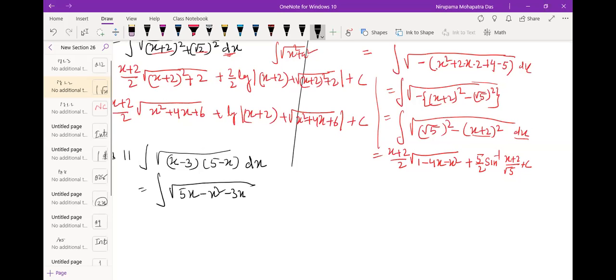Sorry, 5x minus x square minus 15 plus 3x minus 15. Okay, so you have this thing. Here you see x square is negative. So if x square is negative, you can do it like this: take minus common. So x square, now here 5x plus 3x is 8x. We have taken minus common, so it is minus 8x. Then here you are getting minus 15, which means plus 15.